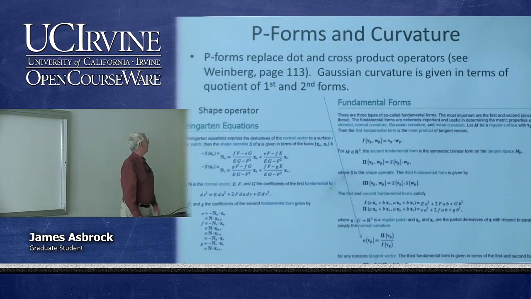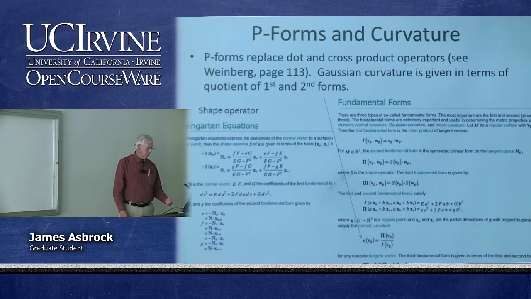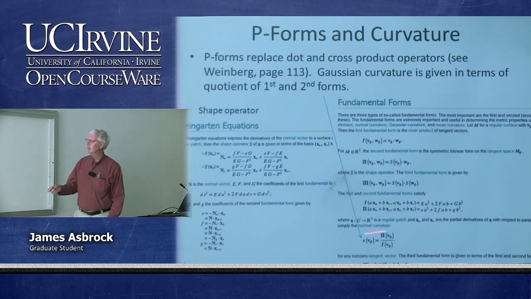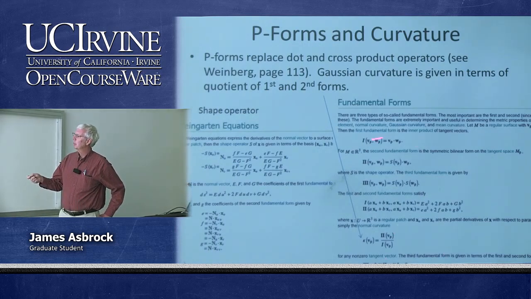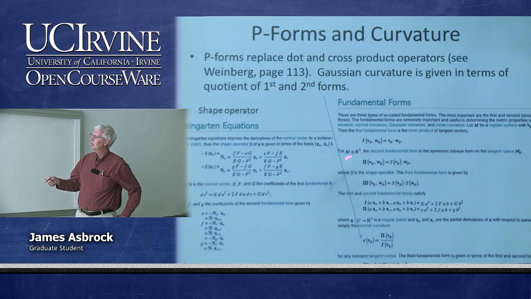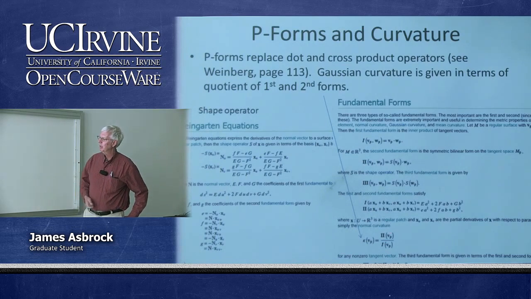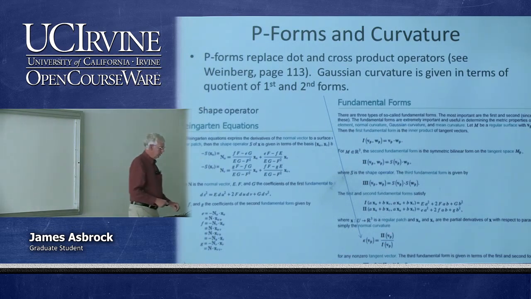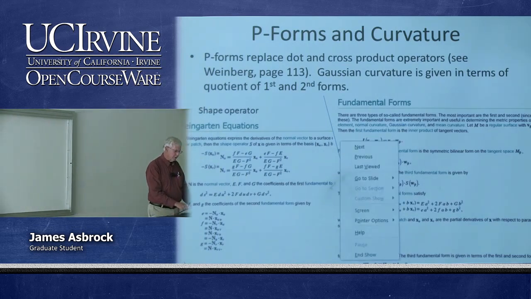So this is the last thing on p-forms, and it's in Weinberg on page 113, and I won't go through it in detail, but just give you the basic result that there's a 1-form that's kind of like the dot product, a 2-form, which has a shape operator in it, and sometimes people will call this a wedge operation, and curvature is basically the ratio of those two operations.